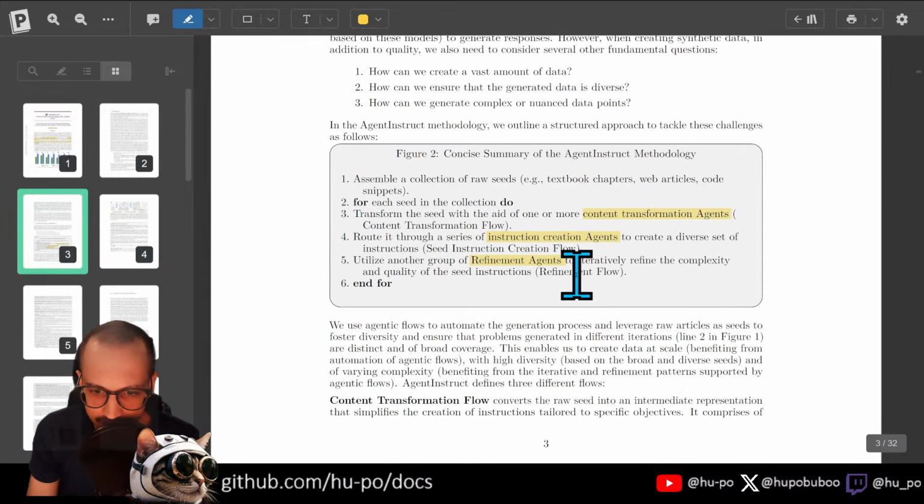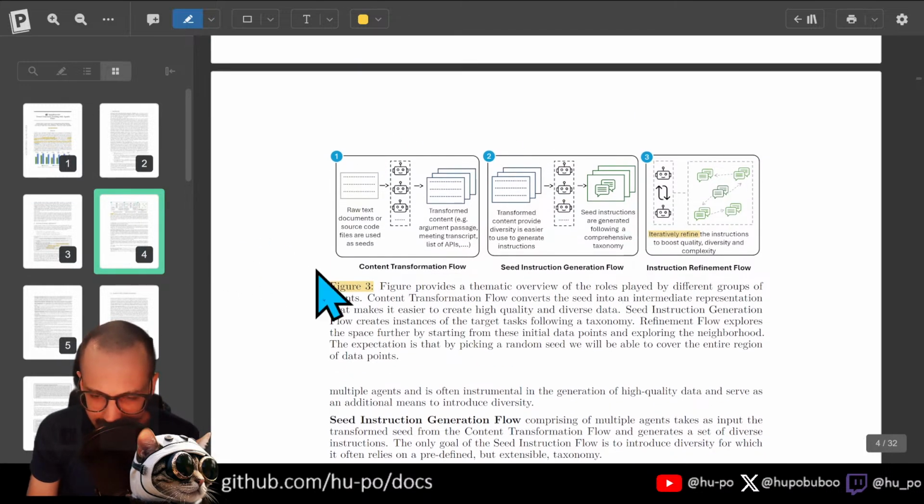So here is a figure where they basically explain what actually happens. They assemble a collection of raw seeds, aka textbook chapters, web articles, code snippets, and so on. They first transform the seed. Then they route it through a series of instruction creation agents to create a diverse set of instructions. And then they utilize another group of refinement agents to iteratively refine the complexity and the quality of the seed instructions. So here's the same thing, but with a little picture, so it's easier to see.